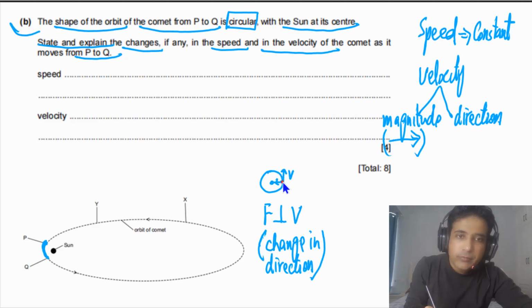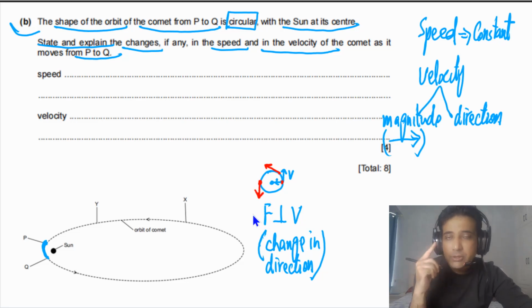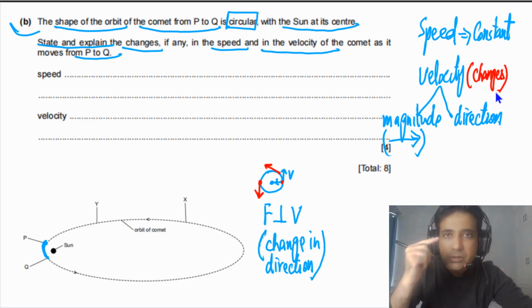So we can also try to understand a little bit more about that. Let's say when the comet is at this point, velocity is this way, and when the comet is here, direction of velocity is this way, and when the comet is here in this circle, direction of velocity is this way. So you see, direction of velocity is changing all the time, but magnitude is constant. So velocity is changing because direction of velocity is changing. So in this case velocity changes, but speed remains constant.